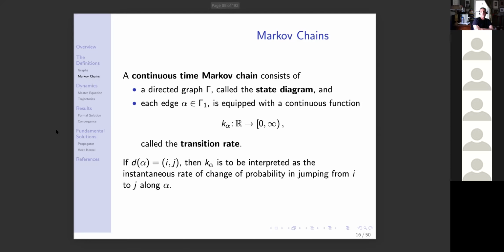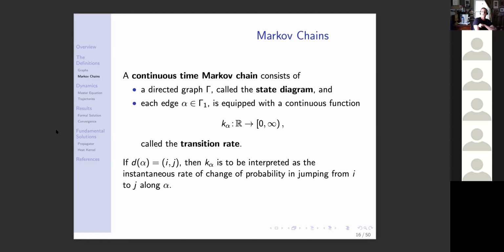And how do you interpret this transition rate? Well, if the initial vertex of the edge is called I, and the terminal vertex is called J, then the function K alpha, which is the transition rate, is to be interpreted as the instantaneous rate of change of probability in jumping from I to J along that edge. So we're taking a derivative of probability here in some sense. We're looking at an instantaneous rate of change of probability.